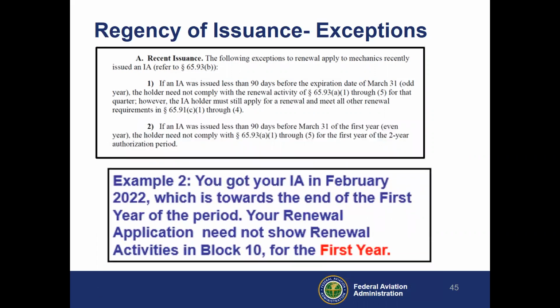Now, this example goes along with item number 2. If an IA was issued less than 90 days before March 31st of the first year, an even year, then you need not comply with those activities for the first year. So an example is you got your IA in February of 2022, which is towards the end of the first year of the period. So your renewal application does not need to show renewal activities in block 10 for that first year because you only had it for a short period of time. Now, if you're in this situation, I recommend you contact your FSDO, talk to an airworthiness inspector, and discuss this, but that's the way the regulation is written.